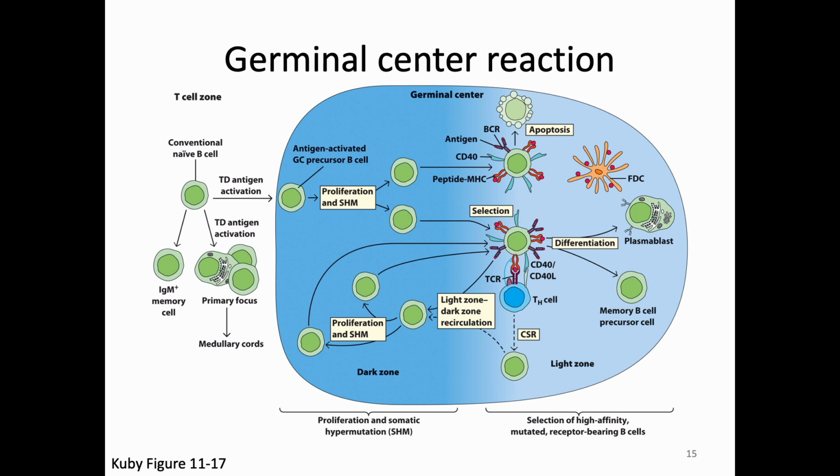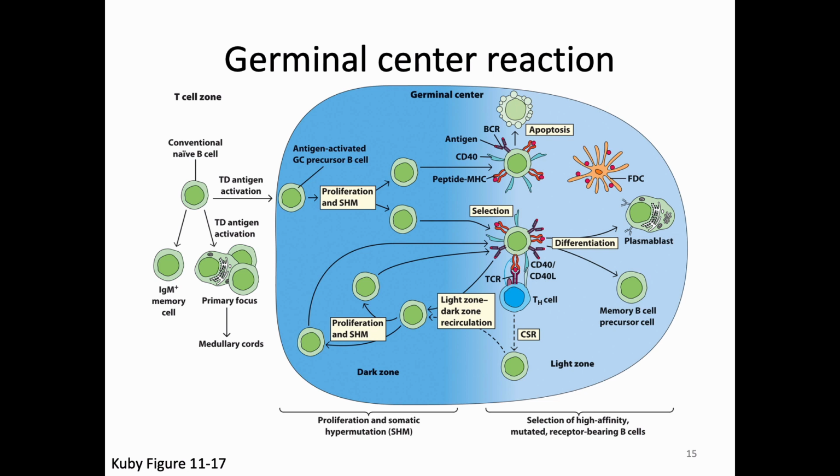In fact, the cell can go through this process multiple times. So it will go through, it will mutate, it'll test. If it goes well, it'll go back to the dark zone and divide some more, mutate some more, try again. And so you get multiple rounds of improvement in the germinal center to eventually get you to a really fantastic antibody and a really fantastic B cell.